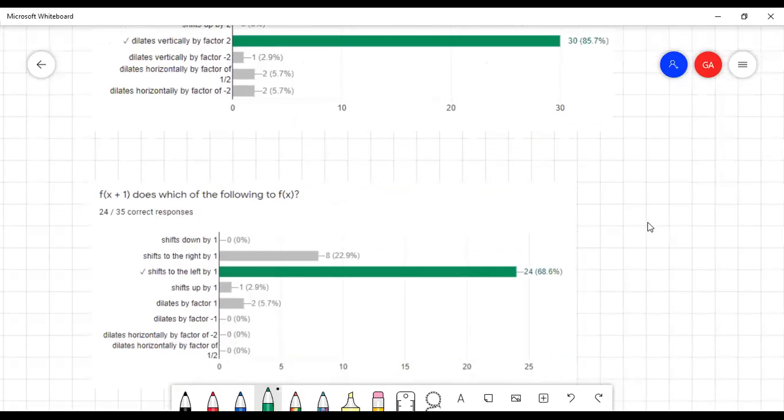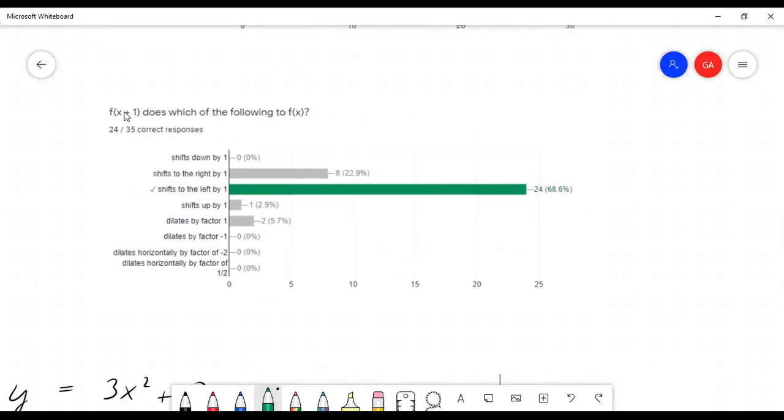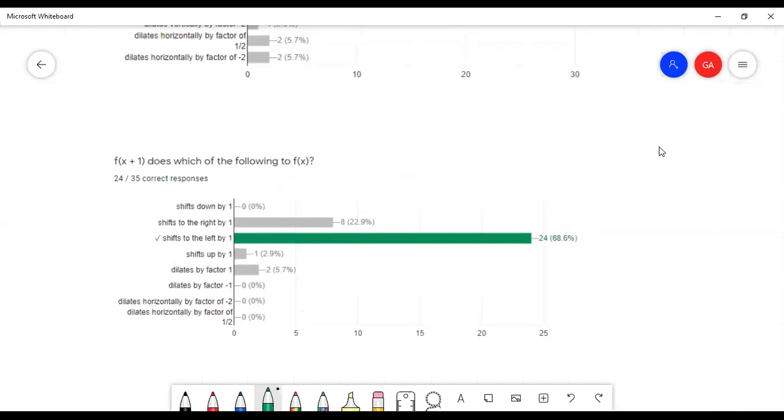This one was really rough. People really had a hard time with this. So is this a vertical or horizontal transformation? Anyone? Vertical or horizontal? Okay, I did not hear that. I think someone said to the left, but that could be my wishful thinking.